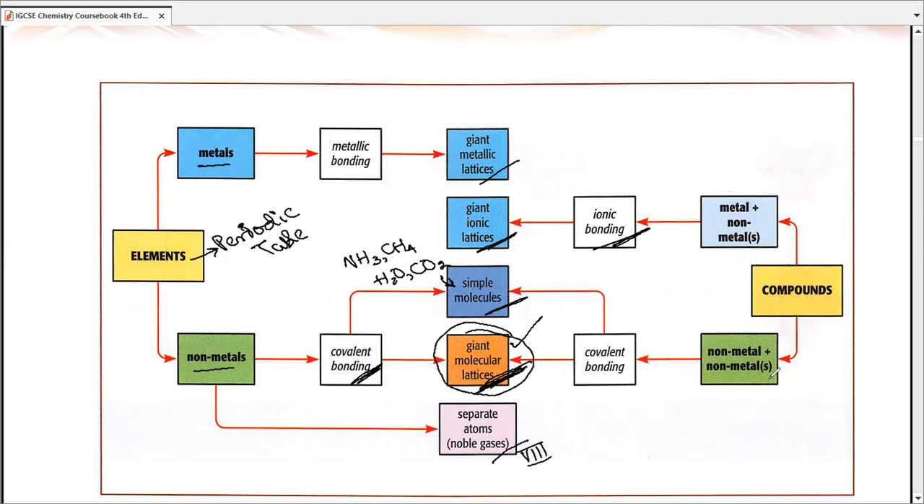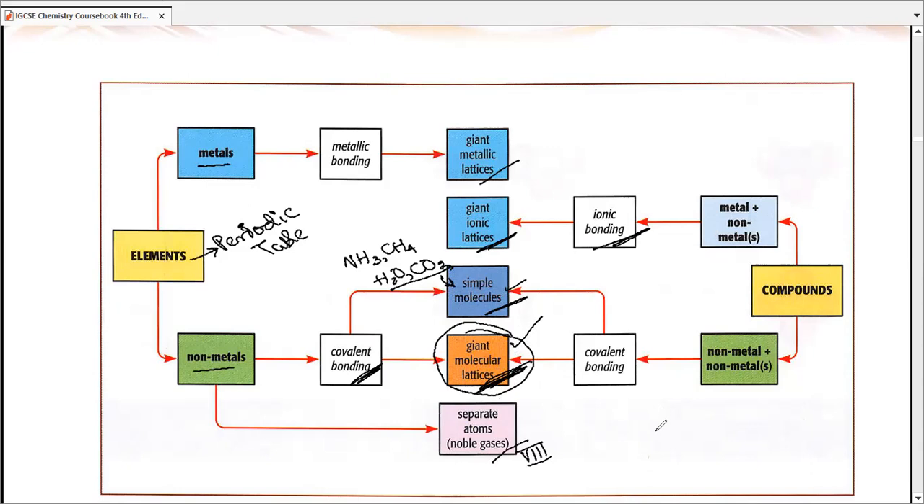Or compounds are made up of non-metals bonding with non-metals, which is covalent bonding, which actually results in these 2 kinds of molecules. The simple small molecules are the ones which we practiced yesterday. Giant molecular lattices are the ones which we will explain after a few pages. So we are going to keep just this box for now, and we have explained the rest.